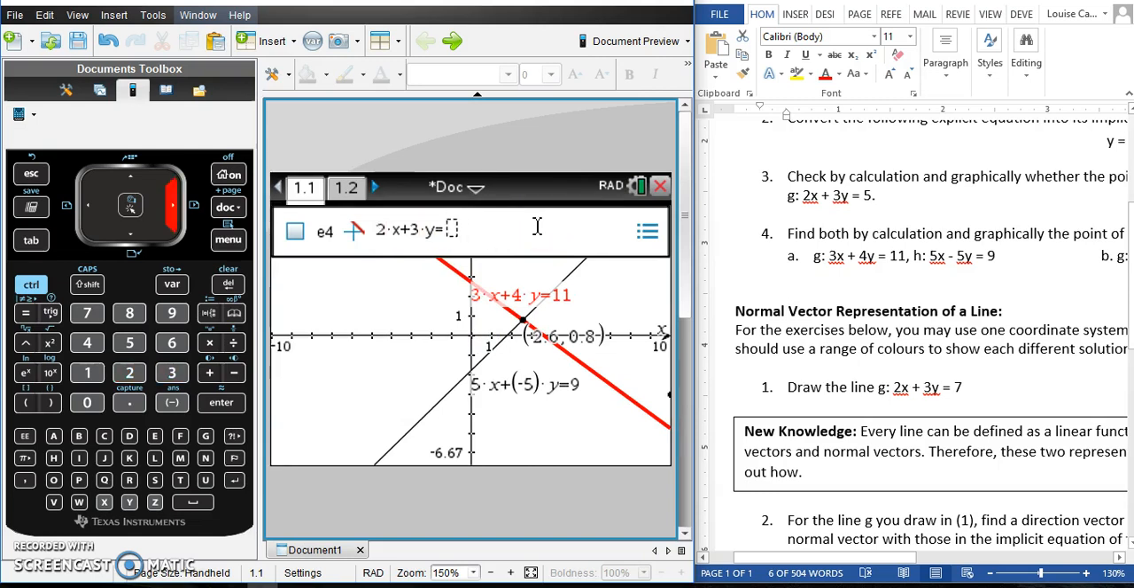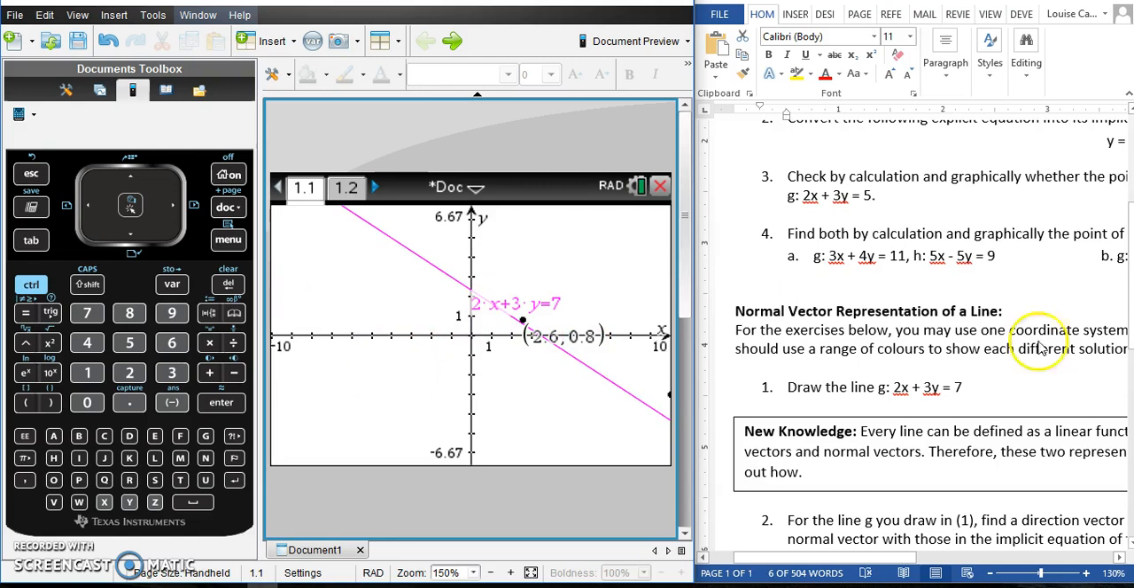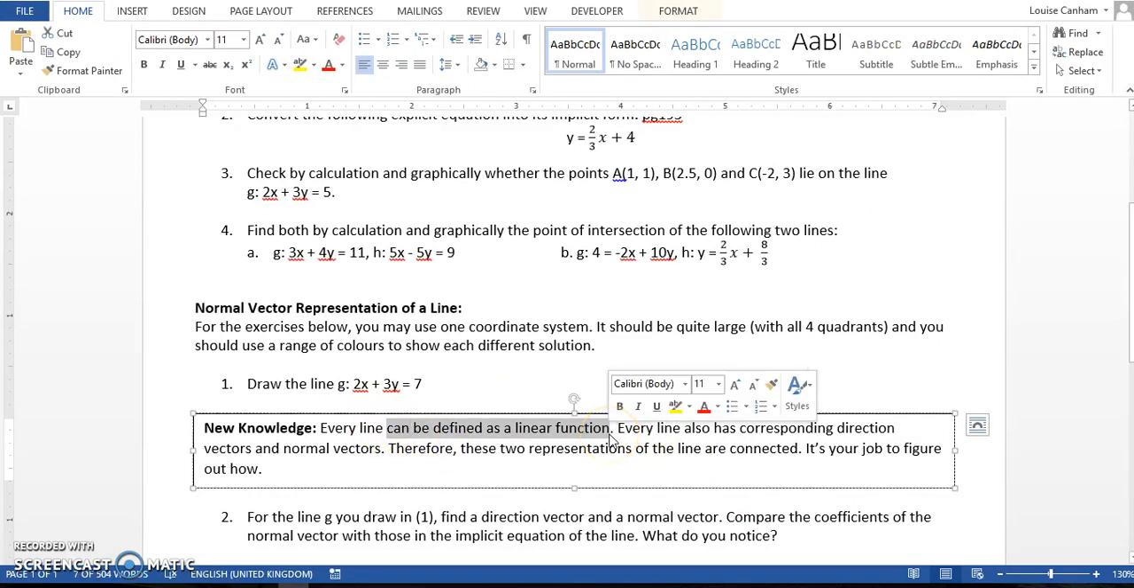2x plus 3y is equal to 7. I can get rid of E3, I can get rid of E2, but of course they're still there in waiting if I need to sort them out again, or call them up again in some way. So we have this line now here, the one in pink. Ignore this point here, that was our intersection point from the last ones, which I could delete, but I won't waste time doing that. So we know that every line can be defined as a linear function.